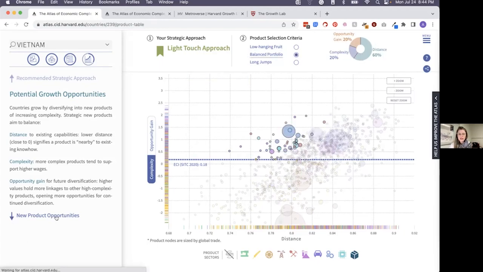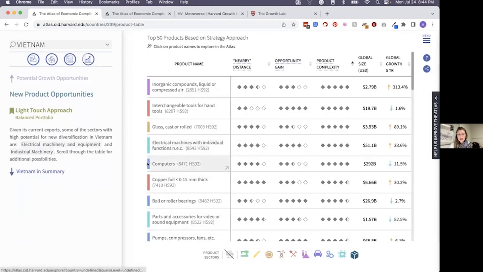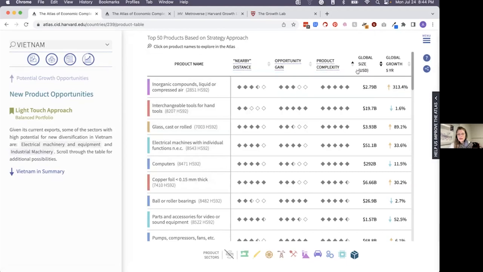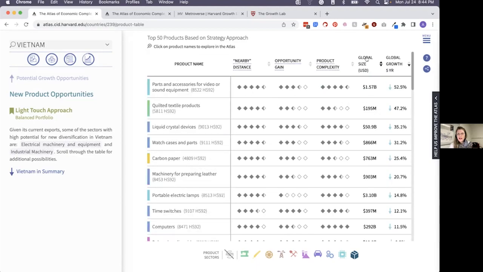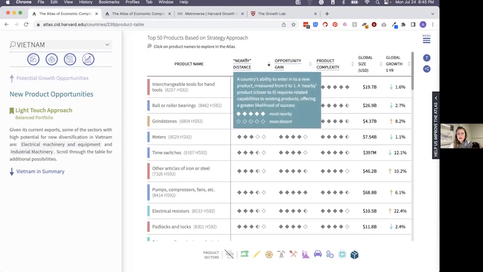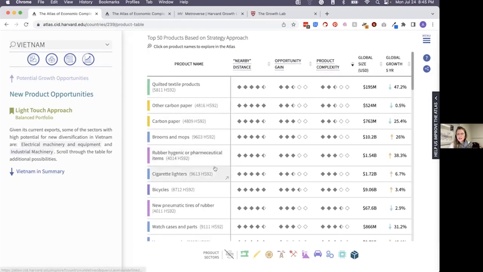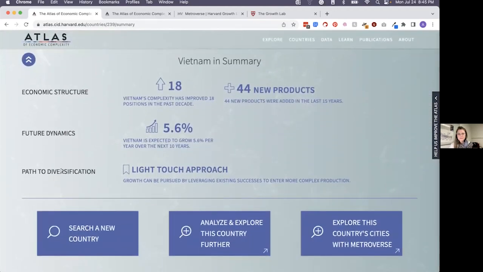And finally, just to conclude, we deliver that set of products in a nice table with all kinds of variables that can be sorted. So you might come in here and say, as a policymaker, this is the set of 50 products most feasible to me for growth and diversification. And I want to sort those by global growth over 5 years, the ones that are closest or nearest to what I already know how to do, perhaps the ones that are most complex versus least complex. Okay, and then we summarize it all.